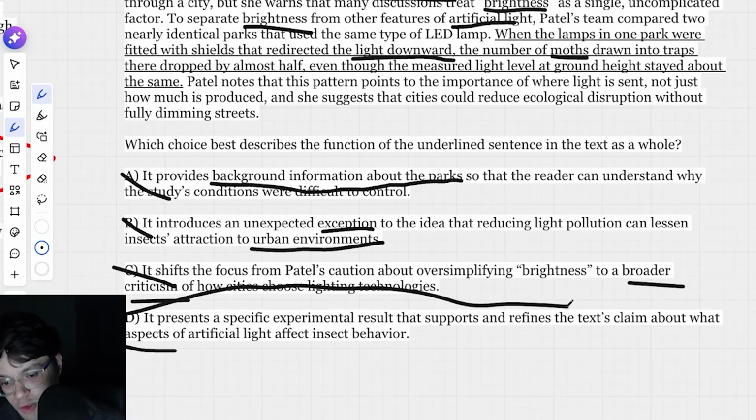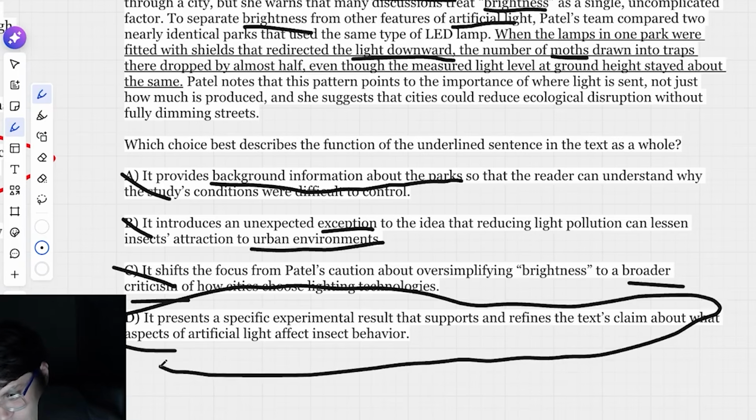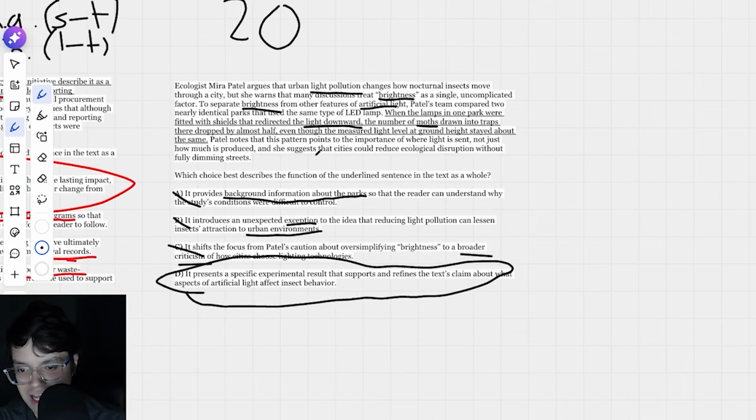It presents a specific experimental result that supports and refines the text's claim about what aspects of artificial light affect insect behavior. So specific experimental result, that's definitely what it shows, and all this other stuff here as well. So that would be the last thing there.